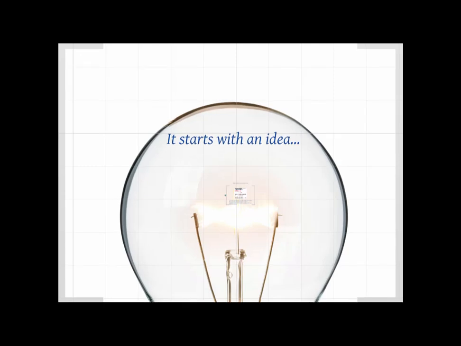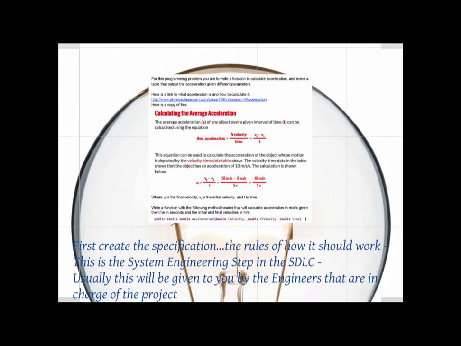So whenever we want to write a program, it starts with an idea. Whatever that idea is, first we create the specification, the rules of how it should work on our computers. This is the system engineering step in the SDLC. Usually this will be given to you by the engineers that are in charge of the project or by your instructor.